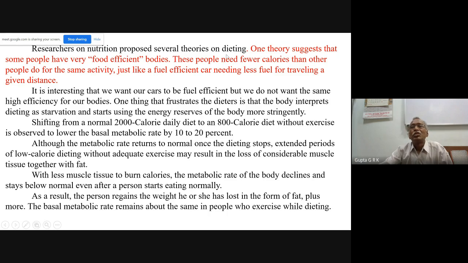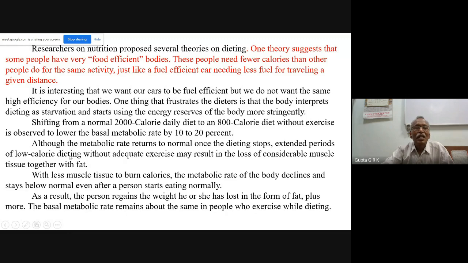Researchers on nutrition proposed one theory which suggests that some people have very food efficient bodies. These people need fewer calories than other people do for the same activity, like a fuel efficient car needing less fuel for traveling a given distance. Some bodies are like that genetically. They take less food, but they can do more activity. And it is interesting that we want our cars to be fuel efficient, but we do not want the same high efficiency for our bodies.